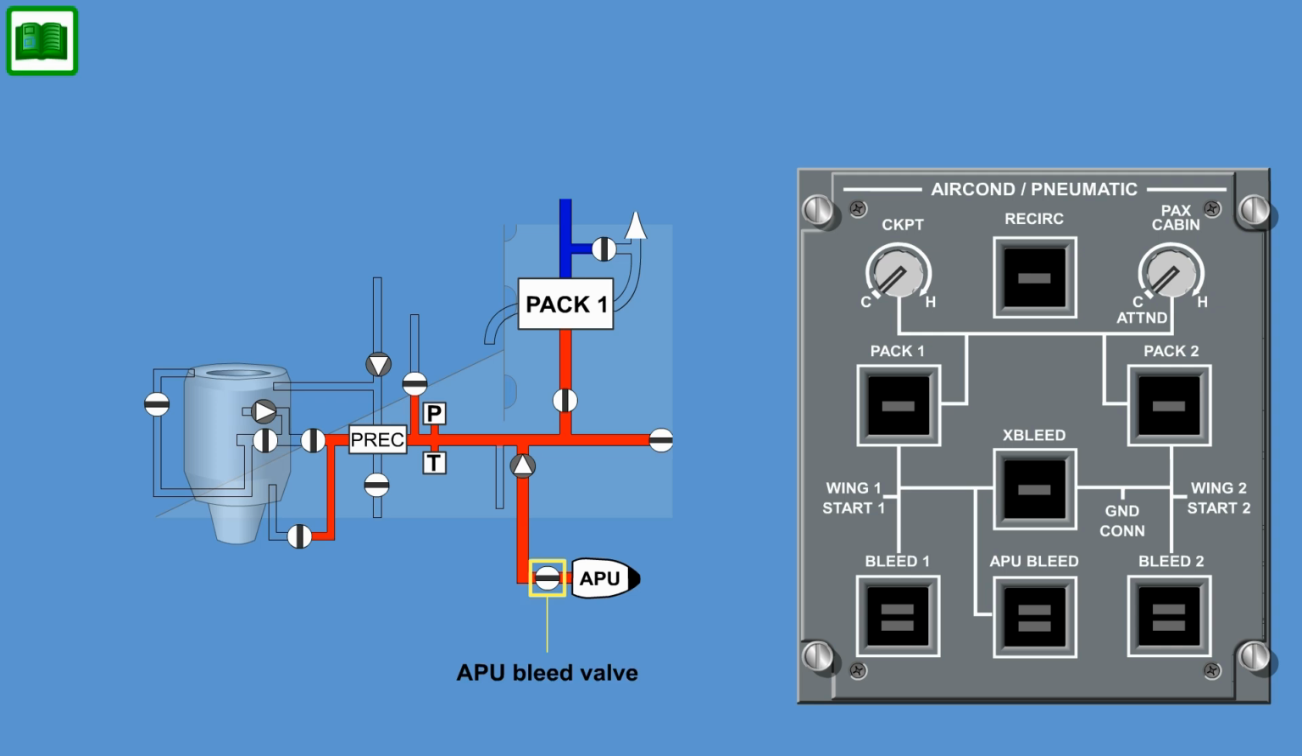The APU bleed valve controls APU bleed airflow to the pneumatic system. With the APU bleed button pushed in, the AMS controller automatically controls the valve through the APU FADEC. If the APU bleed button is pushed out, the APU FADEC will close it and the bar illuminates.